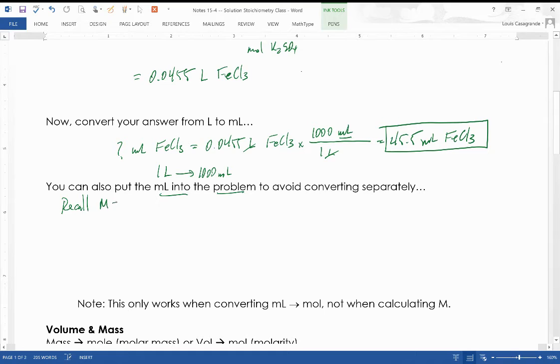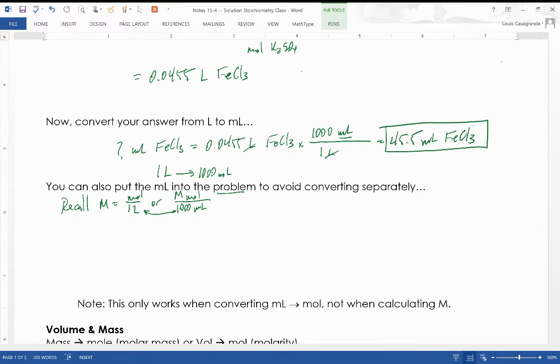So recall that molarity is the number of moles over 1 liter. Now, using this trick will work in stoichiometry, but it's not something you want to do if you're trying to calculate the molarity. Or, the molarity can be thought of as the number of moles in 1,000 milliliters. After all, 1 liter and 1,000 milliliters are the same. So the molarity is the number of moles in 1,000 milliliters.